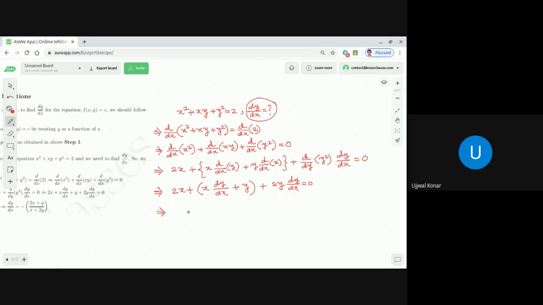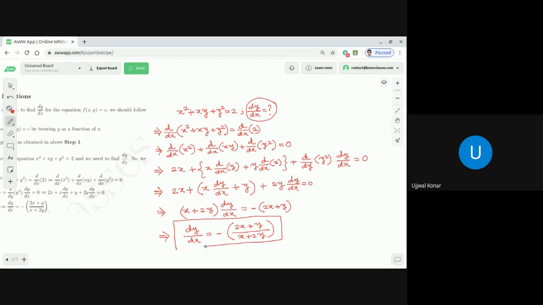Now it is a very simple thing. What we are getting? That (x plus 2y) into dy/dx. All of you are going to get my point, dear students. Is equal to minus of (2x plus y). Correct or not? Yeah. That implies dy/dx. Sujita, absolutely you are getting my point. Minus of (2x plus y) divided by (x plus 2y). So that is the value of dy/dx.